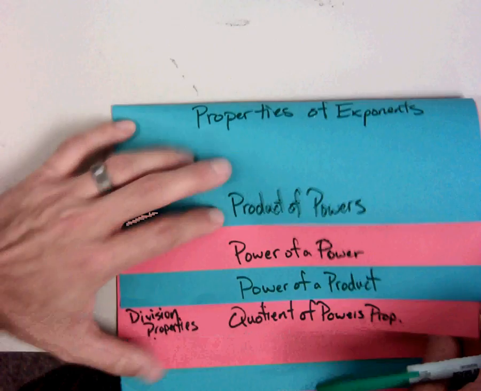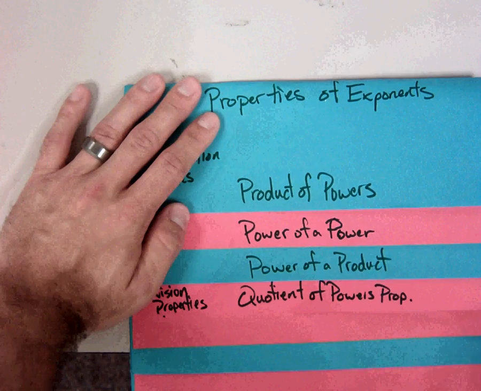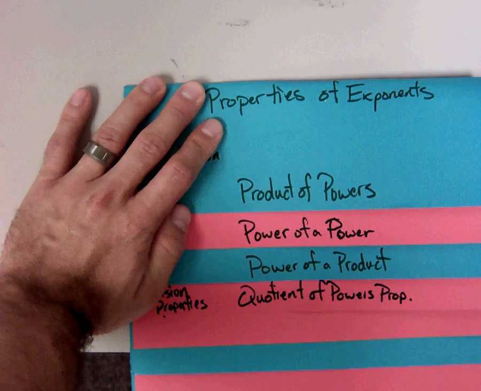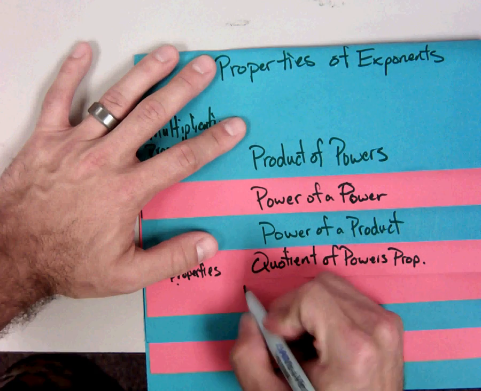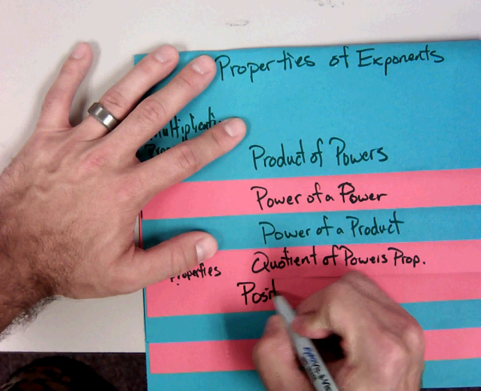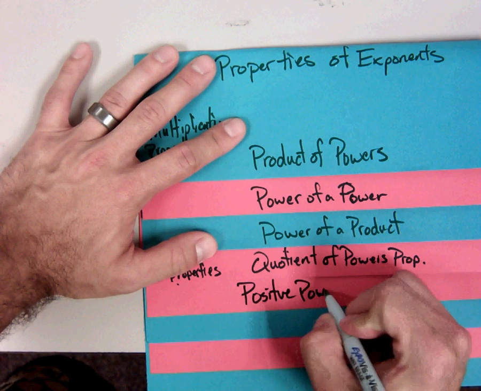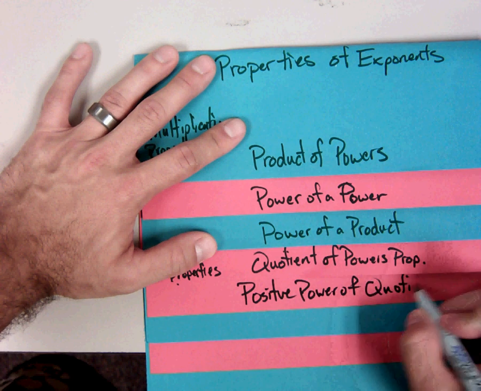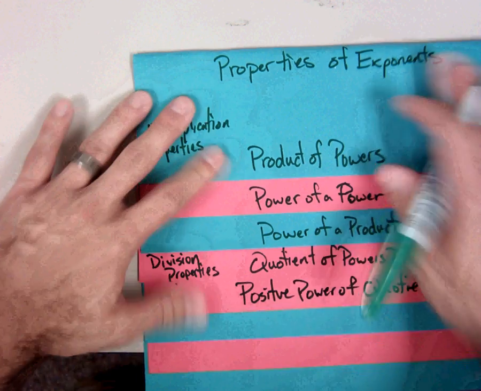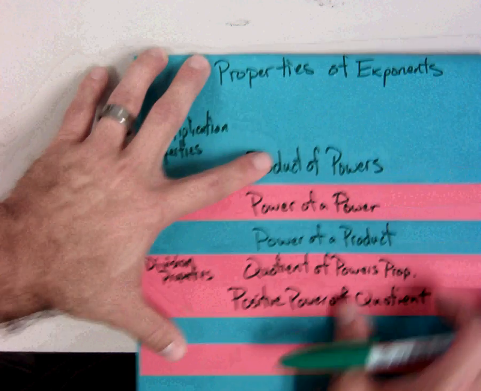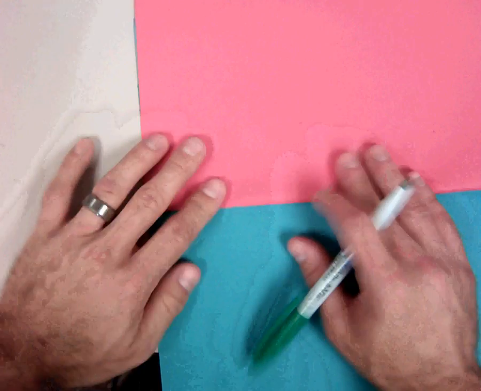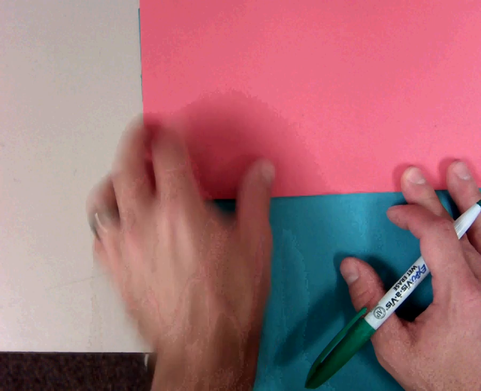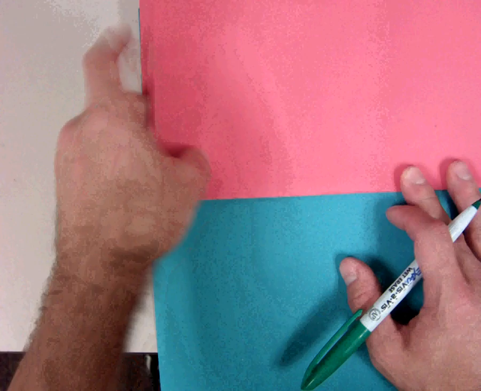All right, next we have the positive power of a quotient property. It's going to look a little bit different when it's negative. All right, so what do we have here? The quotient raised to a positive power equals the quotient of each base raised to that power.